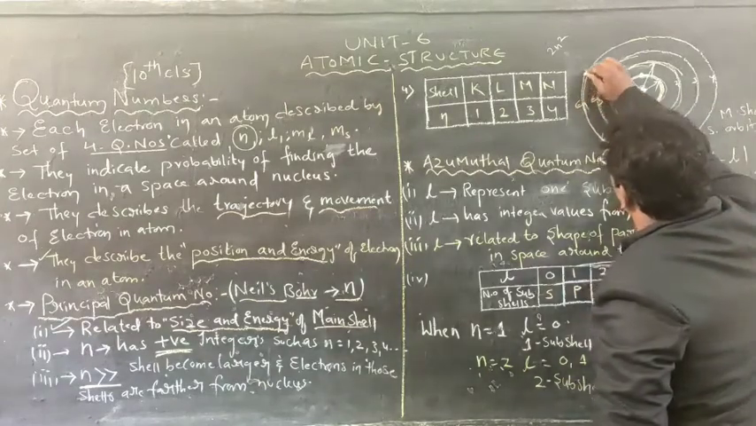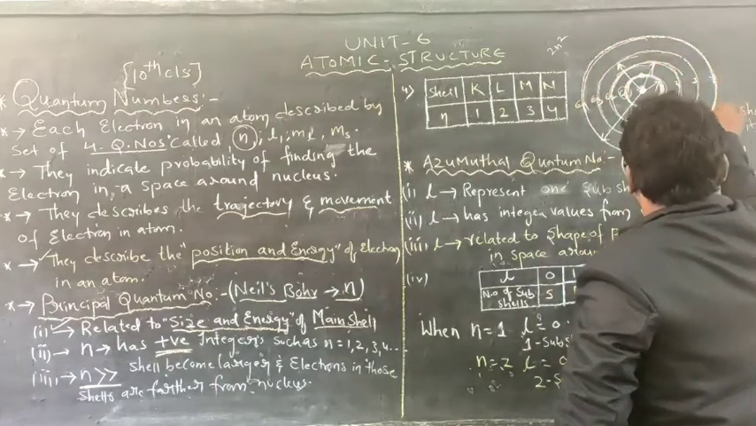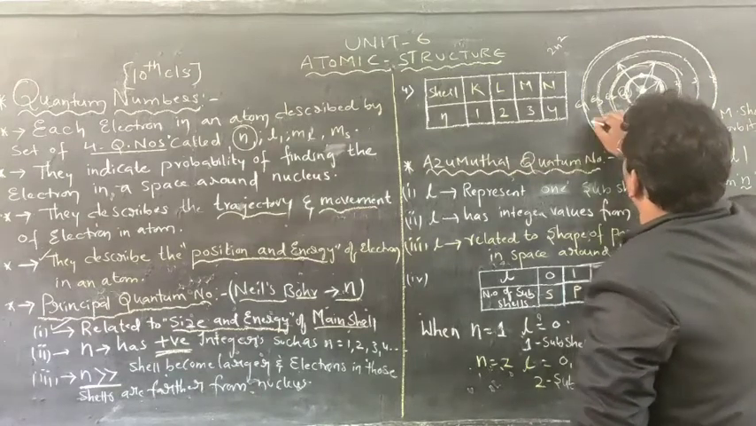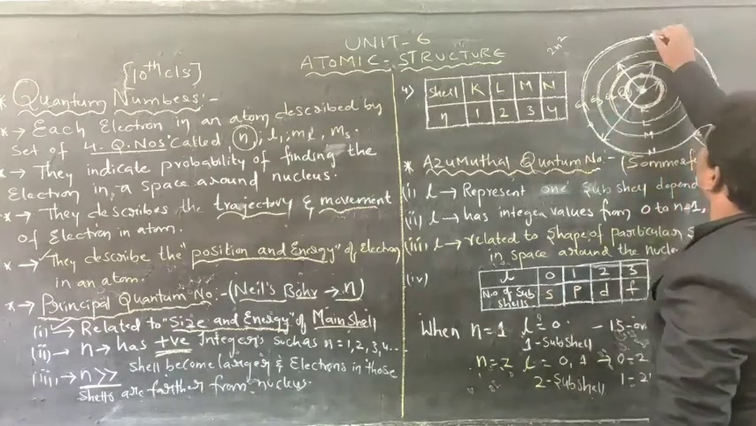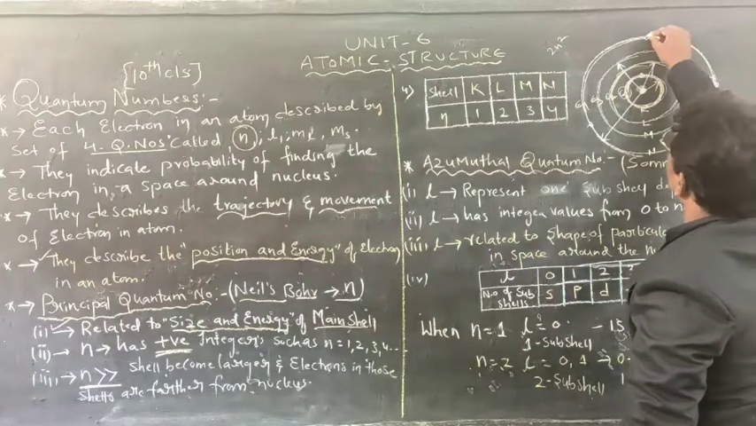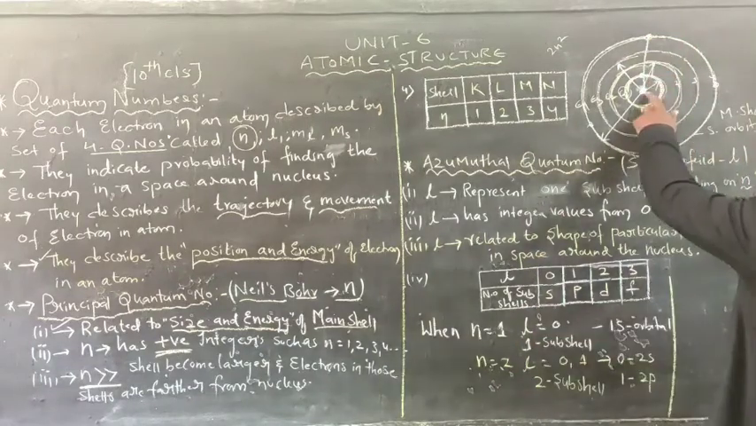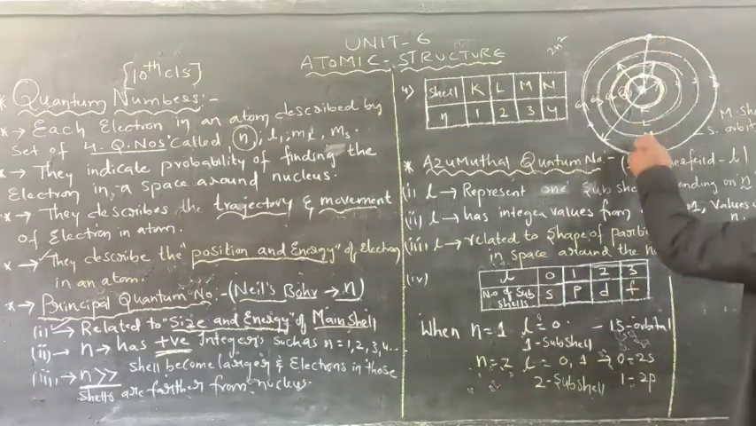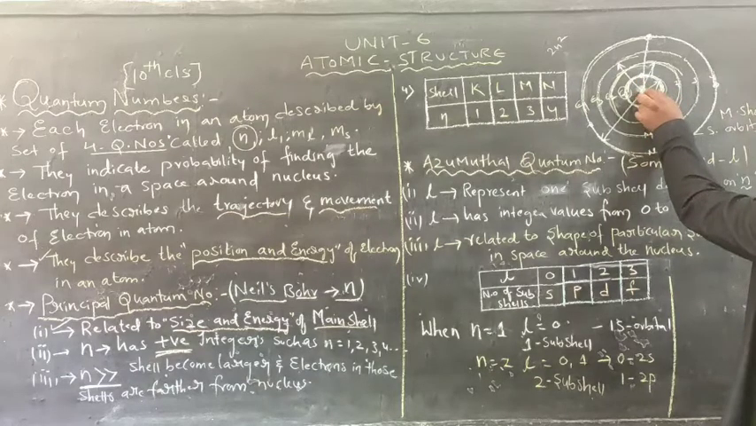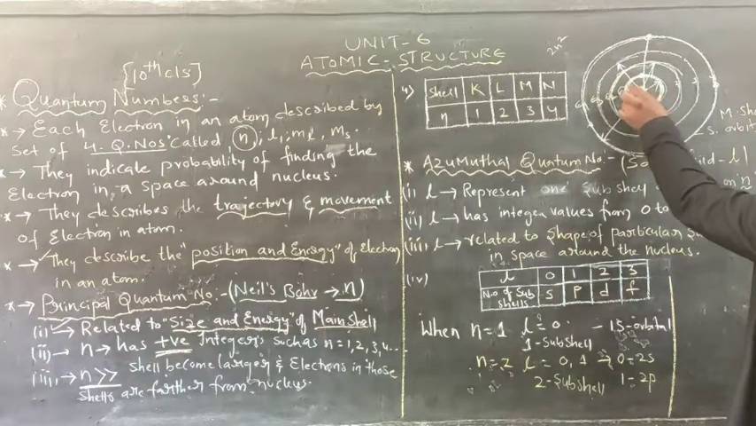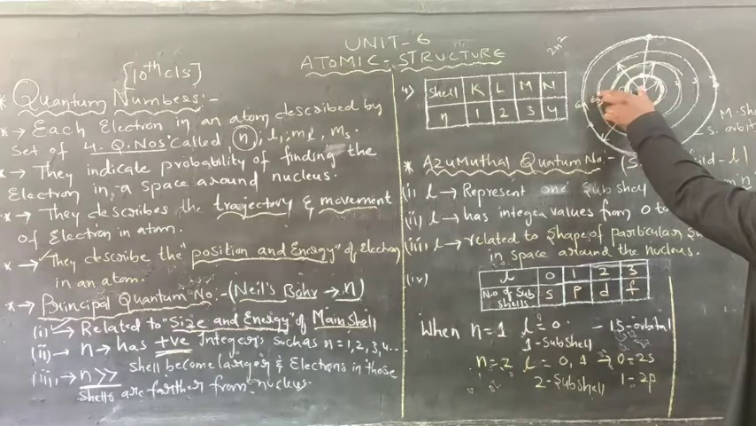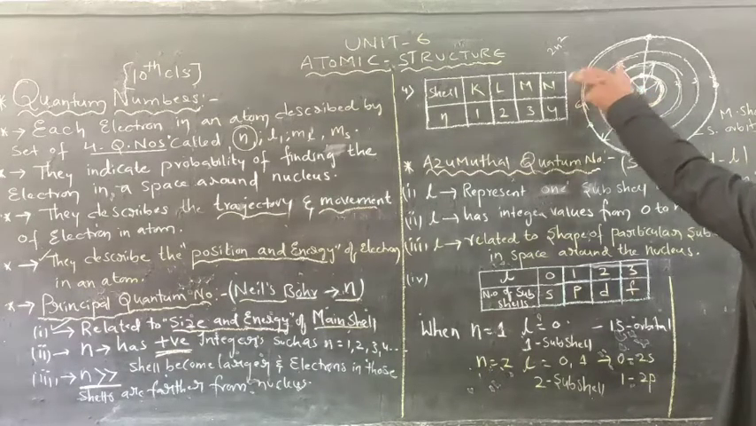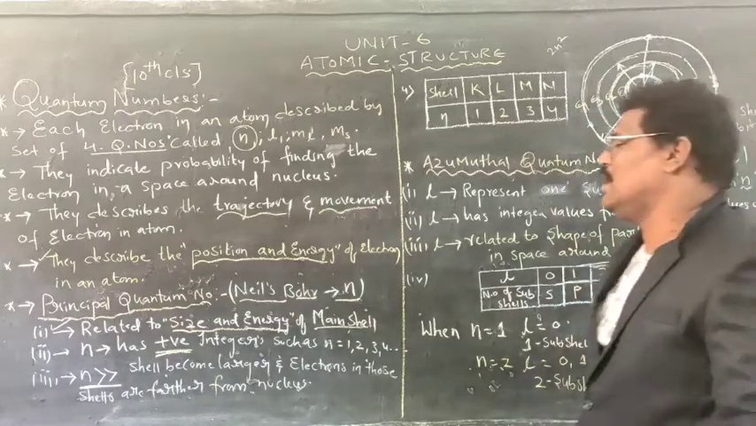Within this fourth orbit, the electrons existing here are far from the nucleus. But in the first shell, electrons are nearly closer to the nucleus. In the second shell, a little bit farther from the nucleus. The third one is a little bit farther still, and the fourth one is much farther from the nucleus.